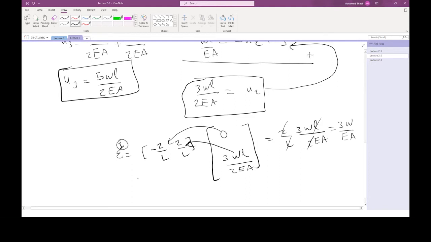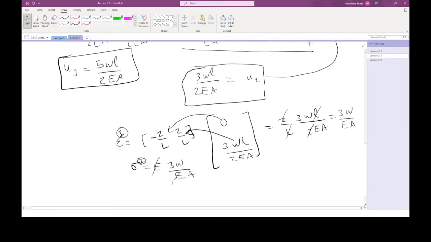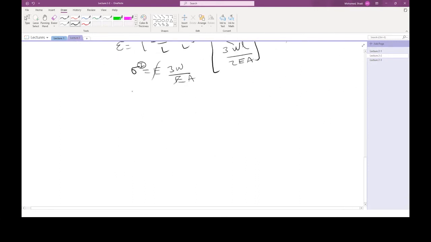Now, I know the stress is just going to be the elasticity modulus multiplied with this. So it is the elasticity modulus multiplied with the strain in the first element. So it is E times 3W over EA, and E would cancel away with the E. I'll be left with the stress being equal to 3W over A. All right, I've done this for the first element.